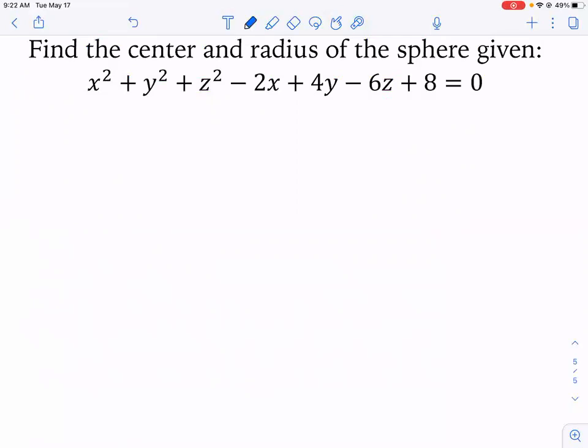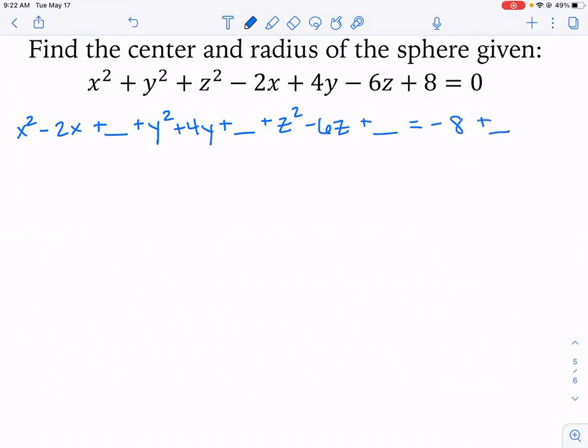Okay, so I'm going to take x squared minus 2x plus a mystery number. I'm going to rearrange this. Then I'm going to group y squared plus 4y plus a mystery number. Then I'm going to gather z squared minus 6z plus a mystery number. And I'm going to subtract the 8 over to be with my 3 mystery numbers.